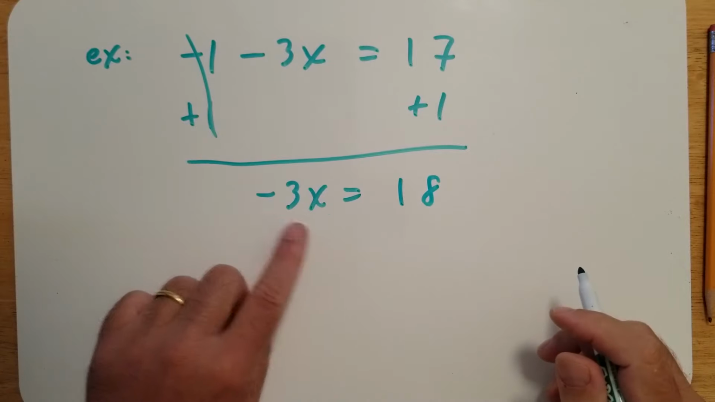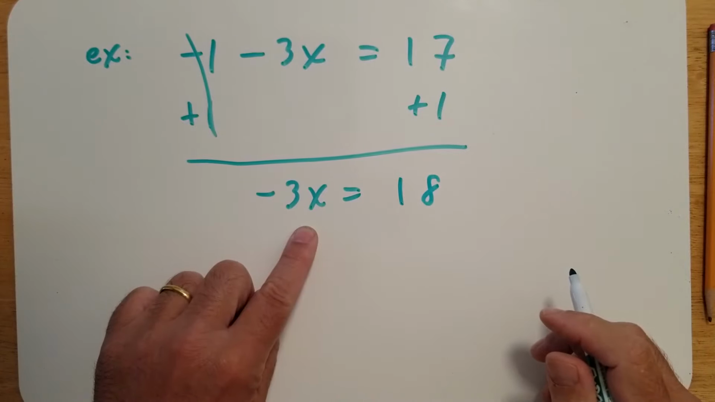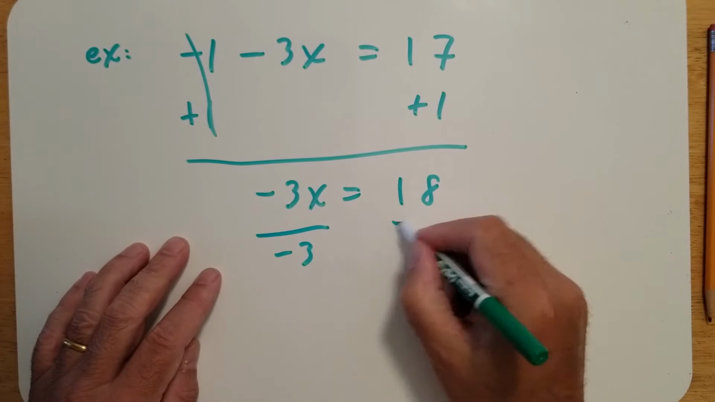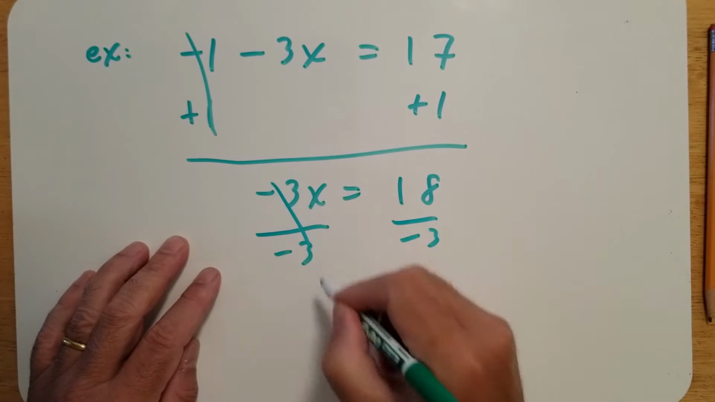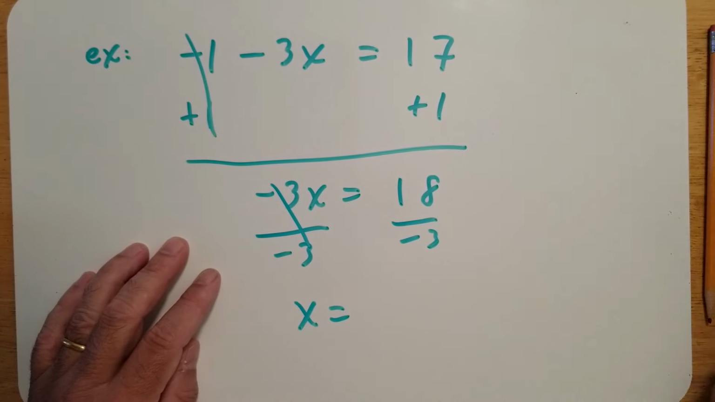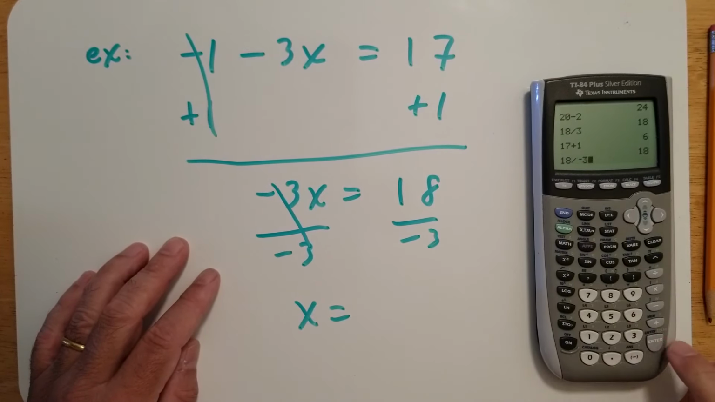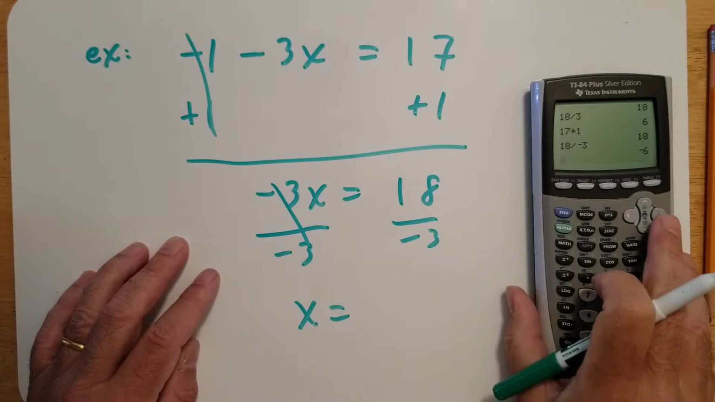And now the negative 3 is a coefficient on x, which I can get rid of by dividing both sides by negative 3. These cancel out. X equals 18 divided by a negative 3 is a negative 6.